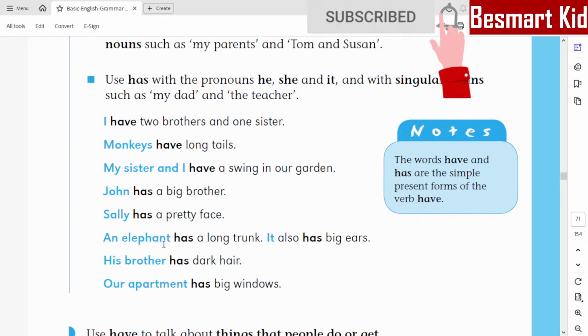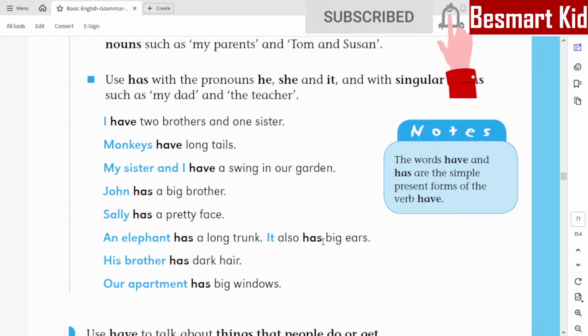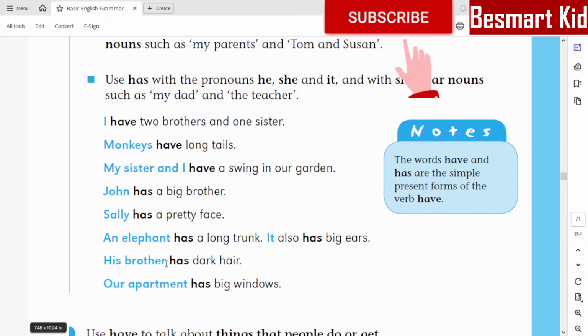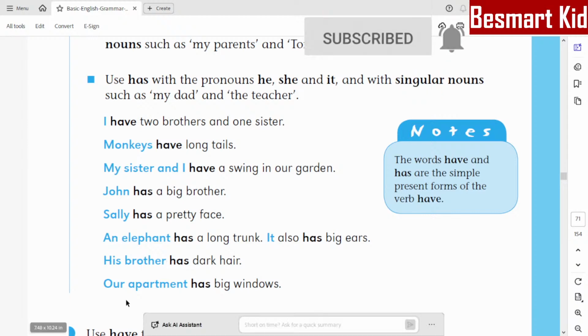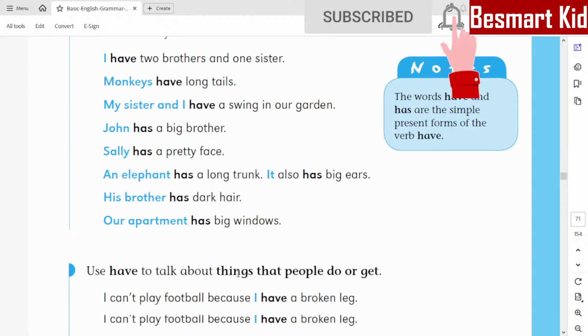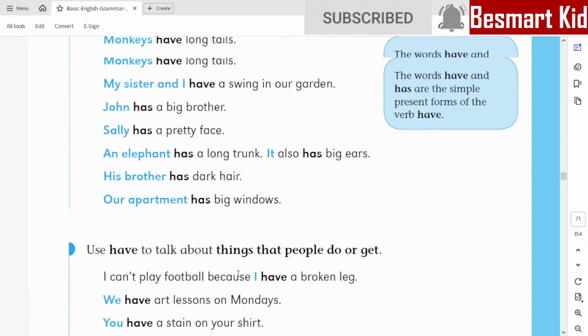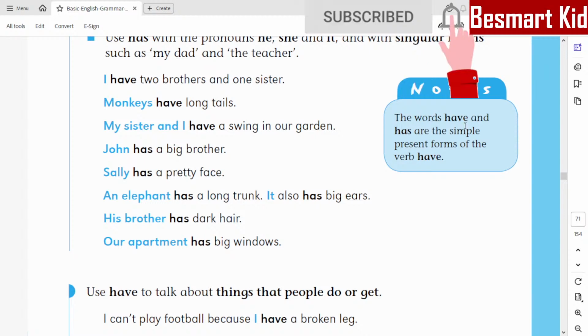An elephant has a long trunk. It also has big ears. His brother has dark hair. Our apartment has big windows. The words have and has are the simple present forms of the verb have.